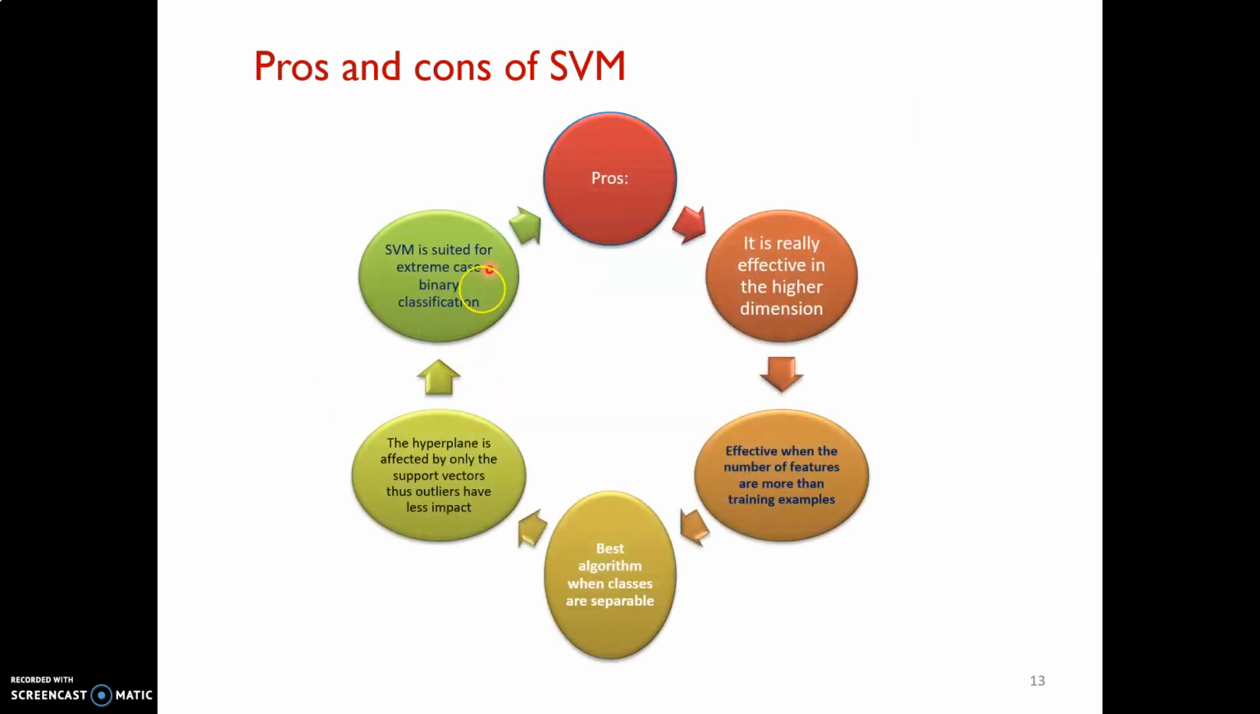Next, some advantages and drawbacks of SVM algorithms. Here, it is really effective in higher dimensions. Effective when the number of features is more than training examples. Best algorithm when classes are separable. This is mostly the linear SVM. The hyperplane is affected only by the support vectors, so outliers have less impact. SVM is well suited for extreme case binary classification. These are the advantages of support vector machine algorithms.